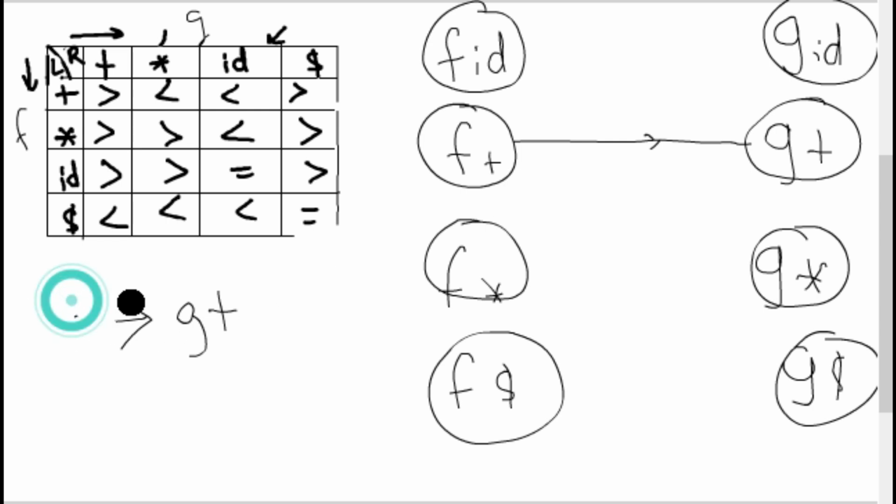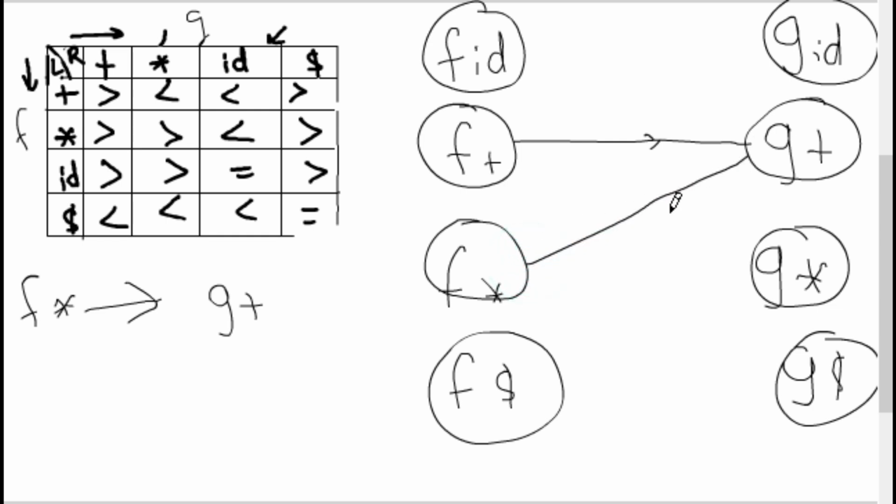Now let us create one more edge. This is f star. And this is g plus. In between star and plus, there is this symbol which goes from star to g plus. So f star will go to g plus like this. Let us try with another one.